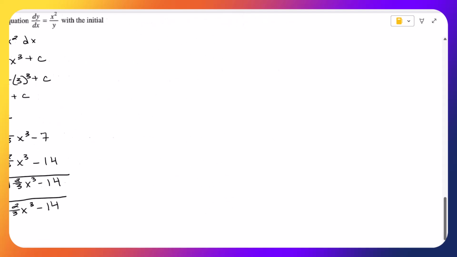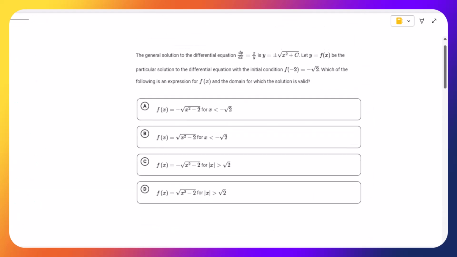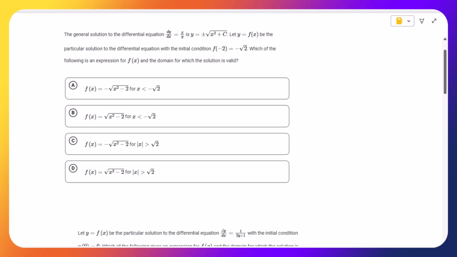Okay, 3 more example questions, and I chose these questions because I think they're things we're going to struggle with. I'm probably going to talk us through this a little bit. Okay, so they give us a differential equation and they give us the general solution. And we want to find a particular solution given an initial condition. So that first part is no different. So let's find this particular solution.